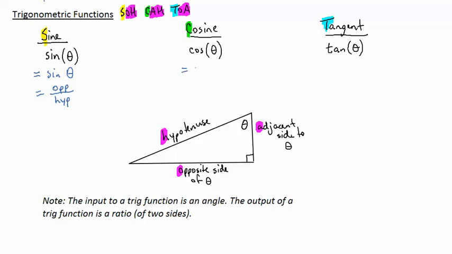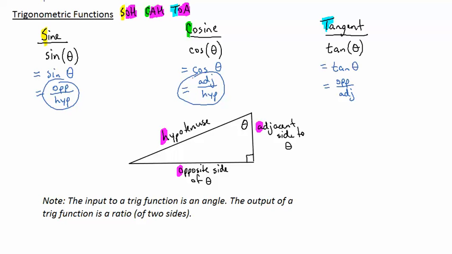So cos theta, you don't need the parentheses either, and cos is CAH, so you can imagine the ratio will be adjacent over hypotenuse, the AH part. So the adjacent side divided by the hypotenuse. And then we can do the same thing for tan. Tan is TOA, OA, so opposite over adjacent. Okay? And that's how the trig functions are defined. Opposite over hypotenuse, adjacent over hypotenuse, and opposite over adjacent.